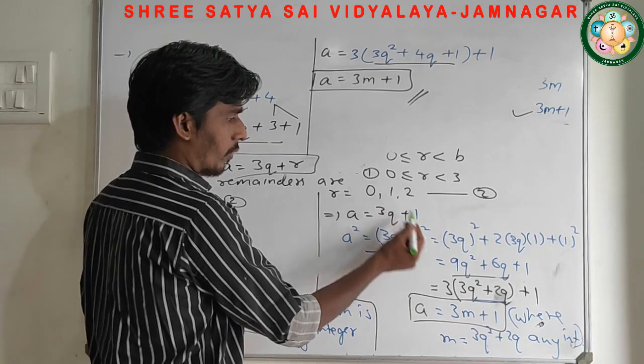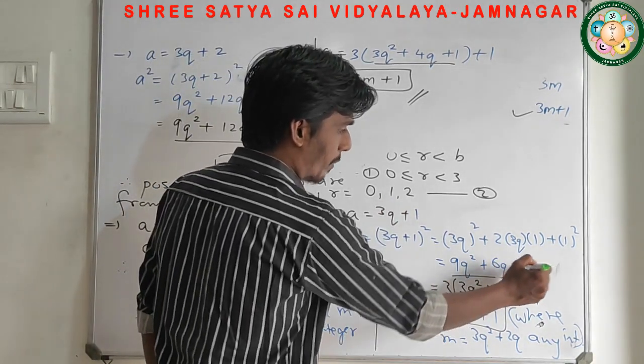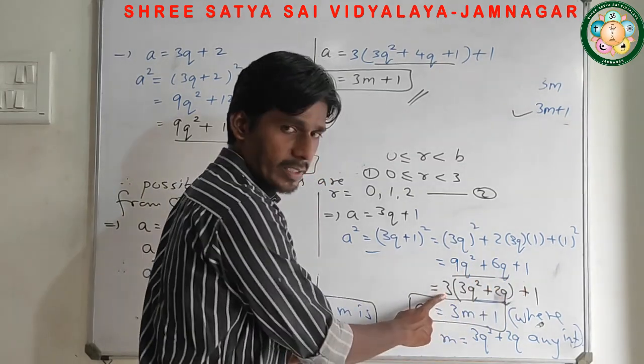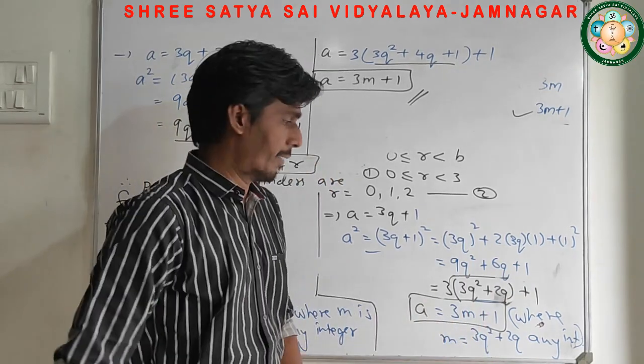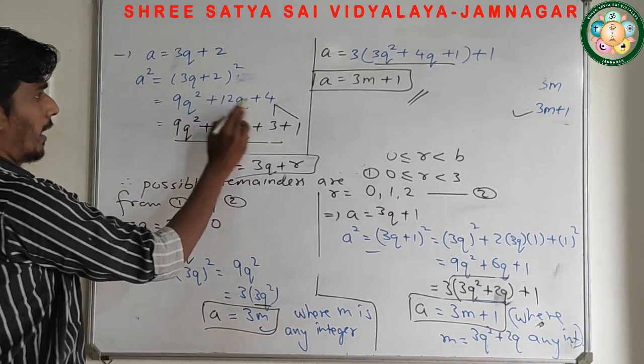Similarly, then I took remainder 1, squaring both sides. I got 9Q square plus 6Q plus 1. Then I have to take out the common factor from the first two terms. That is what? 3. This whole bracket I took as M. And similarly we did here in the third one, where I got 4.